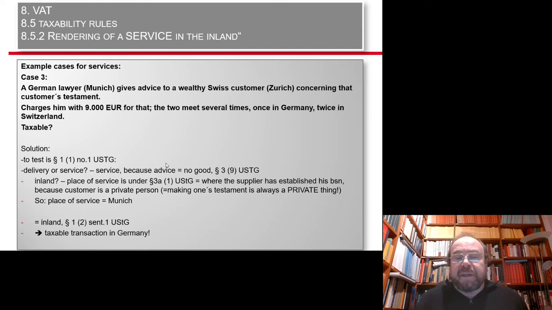Case number 3. A lawyer from Munich gives advice to a wealthy Swiss customer in Zurich concerning that customer's testament, so last will. He charges him 9,000 euro for that. I have no idea what you get charged for a testament, but let's assume it's worth 9,000 euro. The two meet several times to discuss the draft and the final version, to sign it. Once they meet in Germany, twice in Switzerland.